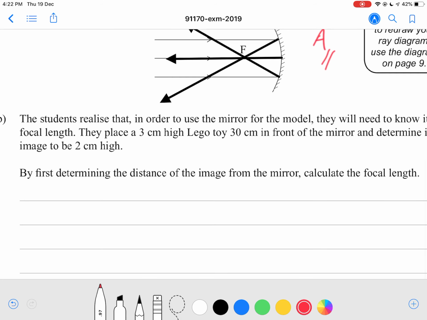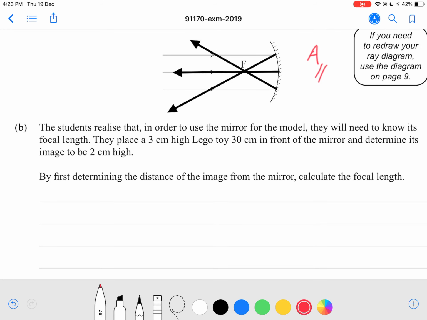Okay, so first thing you want to do is write down all the variables that the question will give you. They tell you that they placed a 3 cm high Lego toy. So assuming that the Lego toy is the object, then the height of our object, ho, is 3 centimeters. We are also told that the Lego toy is placed 30 centimeters in front of the mirror. That means the distance from the object to the mirror, do, will be 30 centimeters.